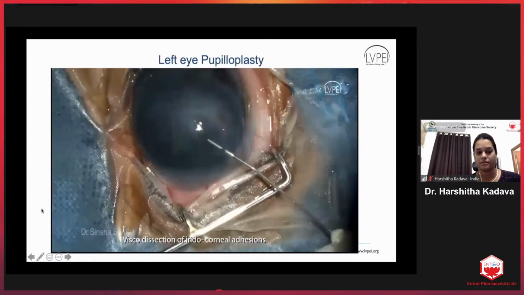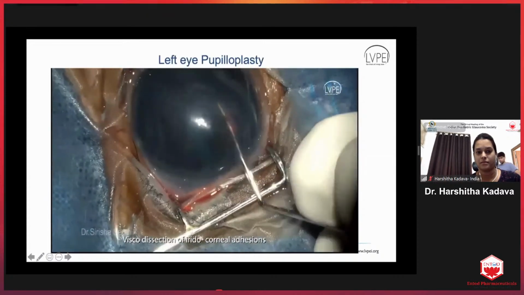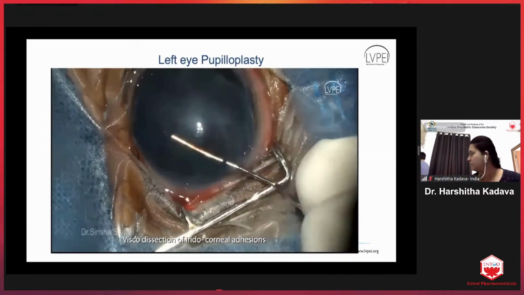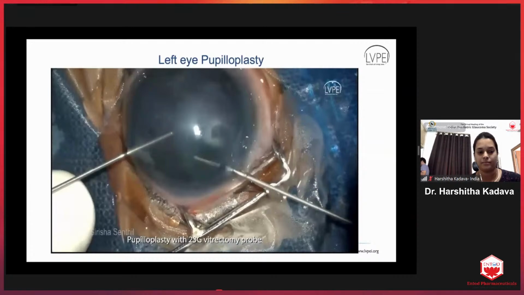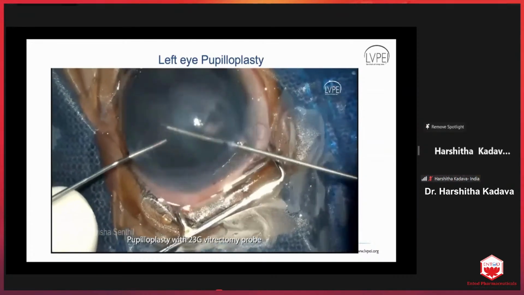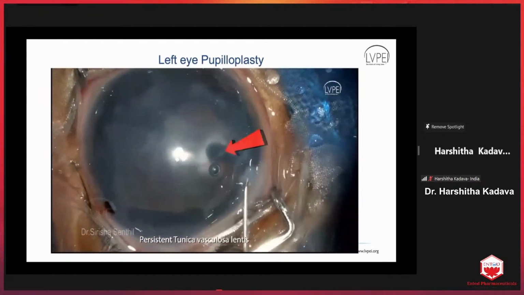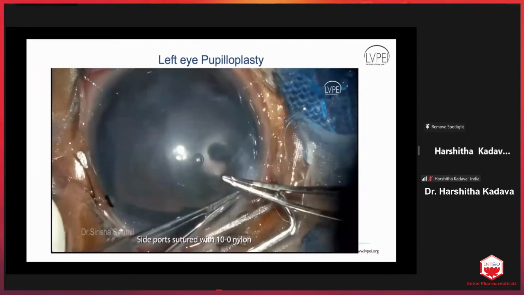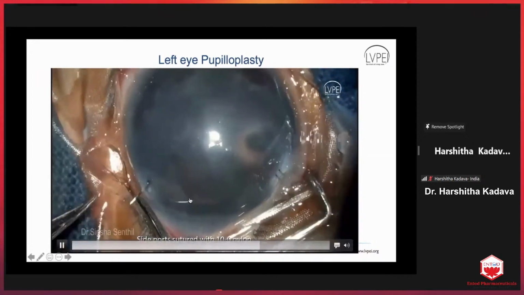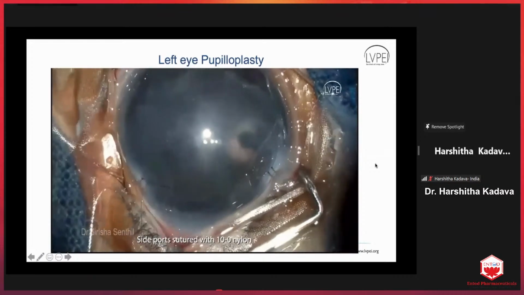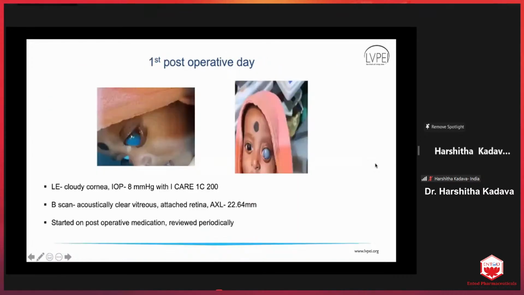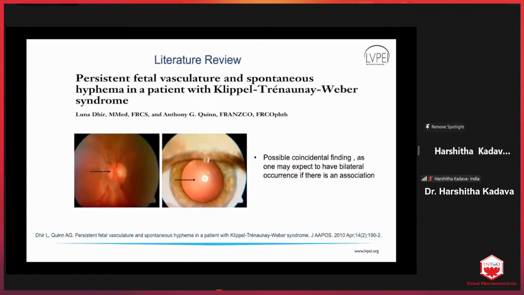However, on table, it was found that the child had an imperforate pupil with iris adherent to the cornea. Careful visco-dissection of the iridocorneal adhesions was done. A pupil was created with a 23-gauge vitrectomy cutter. A persistent tunica vasculosa lentis with a localized lenticular opacity was noted during surgery. On the first postoperative day, the intraocular pressure in the left eye was 8 millimeters of mercury and the retina was attached. The child was started on postoperative medication and was reviewed periodically.